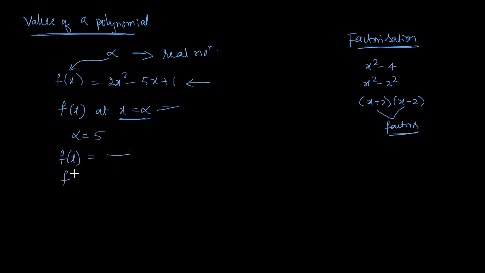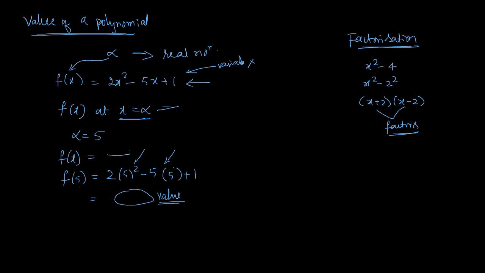The correct way of writing that is f(5) = 2(5)² − 5(5) + 1. So whatever value you get is the value of that polynomial. But what do we know? This is a polynomial in variable x. So if I take the value of that polynomial at x = 5, I'll substitute the x value in my polynomial and find the final value. So that's the value of that polynomial at x = 5, whatever value it's given.